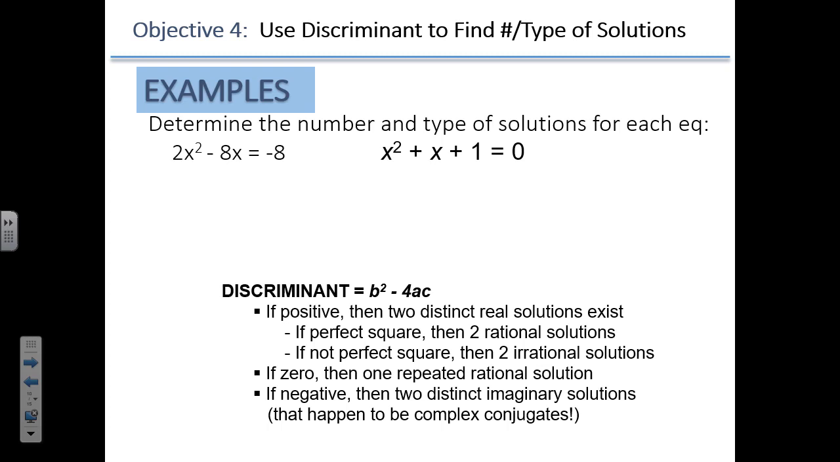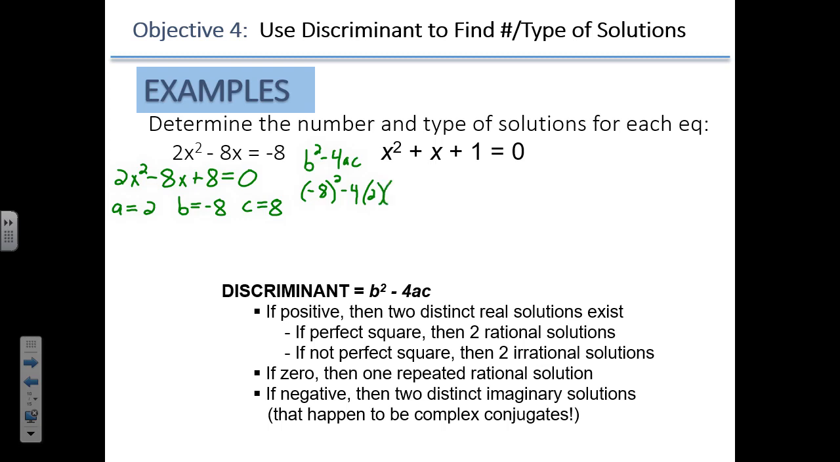Okay, the one on the left, let's shift everything to the left side. 2x squared minus 8x plus 8 is equal to 0. So if we use our discriminant here, our a value is 2, our b value is -8, and our c value is 8. Then b squared minus 4ac turns out to be (-8) squared minus 4 times 2 times 8. Or in other words, 64 minus 64, that discriminant turns out to be 0.